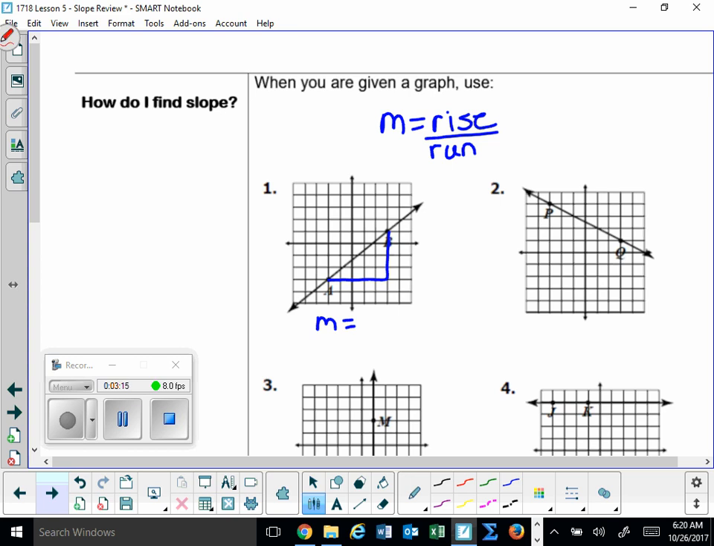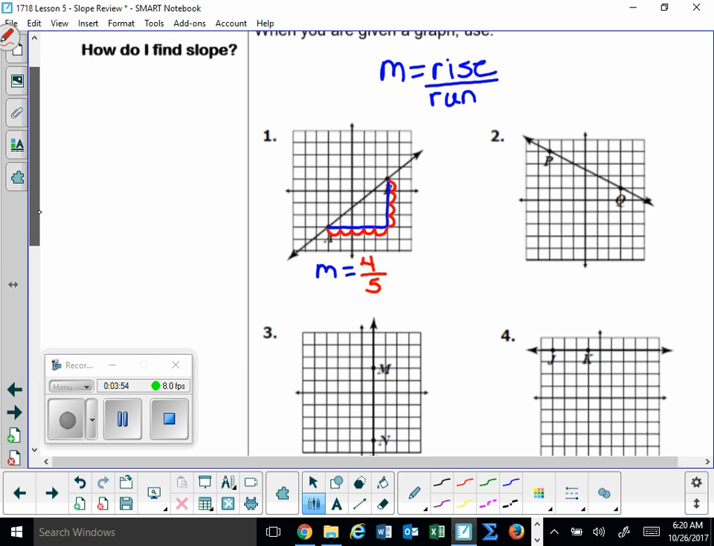Then I'm going to count my rise. 1, 2, 3, 4. I'm going to count my run. 1, 2, 3, 4, 5. I'm going to ask myself, is this line going up and therefore positive, or is this line going down and therefore negative? In this case, it's going up, so I have a positive slope. And finally, I ask myself, can I simplify 4/5? The answer is no, so I'm done. Make sure you're counting the spaces and not the lines.